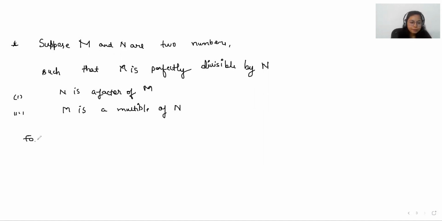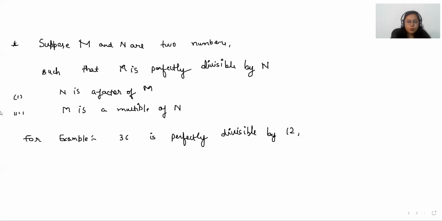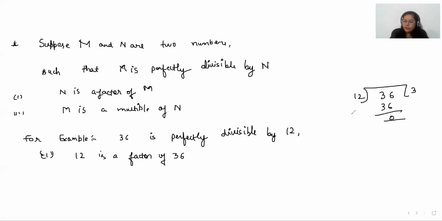Now let's consider two numbers instead of m and n. For example, 36 is perfectly divisible by 12. So what's the first thing? That 12 is a factor of 36. Check: 12 times 3 is 36. It gives you remainder 0. Yes, 12 is a factor of 36.